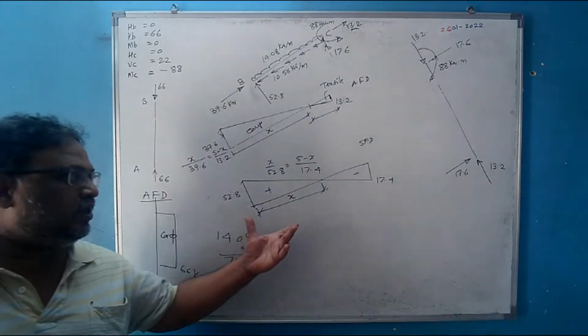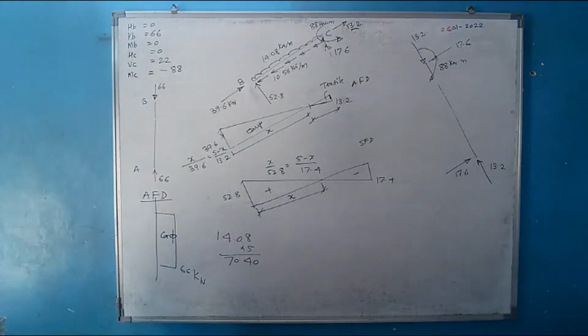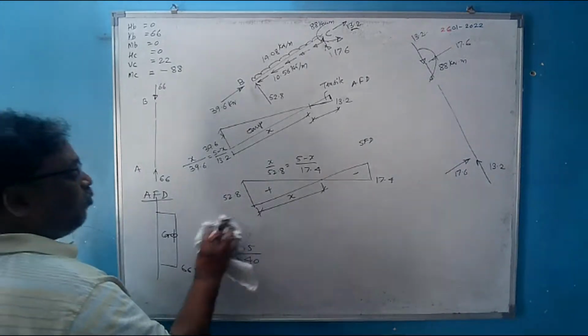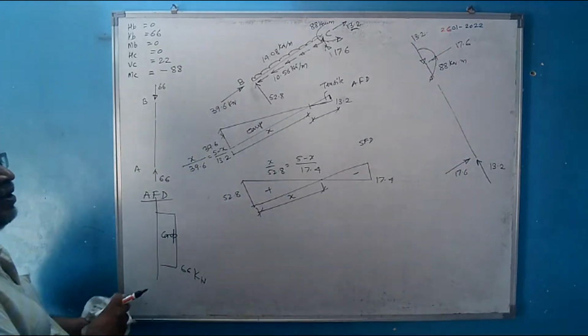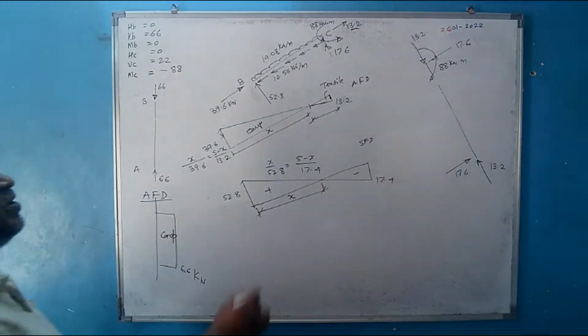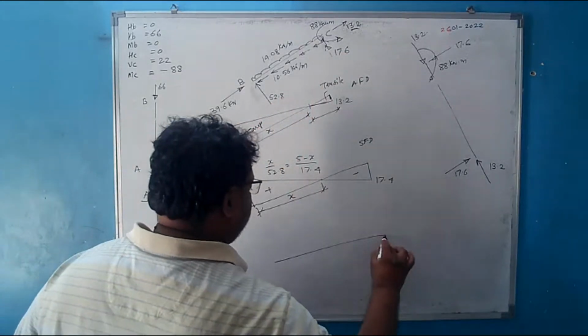Why do you need to locate the point where the shear force is zero? Wherever the shear force is zero, the bending moment is maximum. That's why we need to locate this point. This is an important point where the shear force is zero, the bending moment is maximum. Now you sketch the bending moment diagram for this.